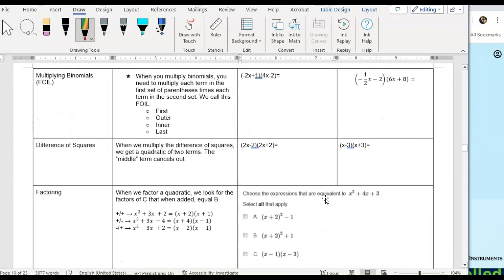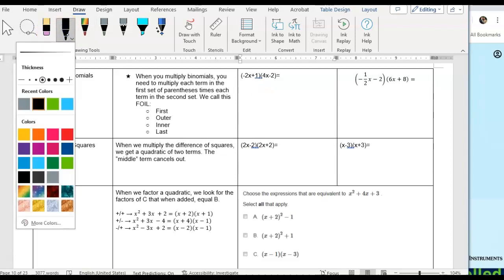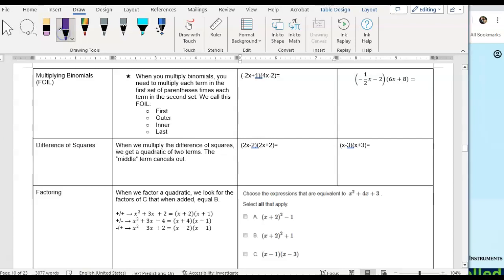Multiplying binomials or FOIL. So this is what we've done more recently, where when we have binomials such as this, we need to multiply every part of it. We can FOIL or use the box method. So using FOIL, I'm going to do first, I get negative 8x squared.